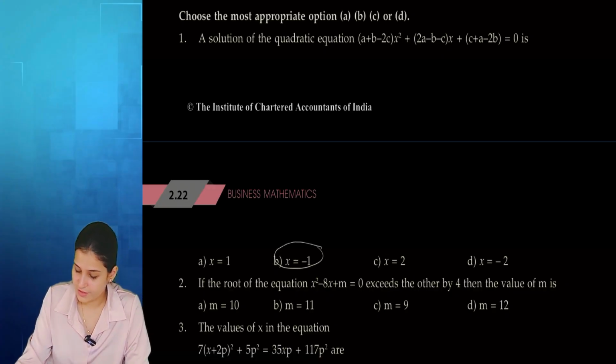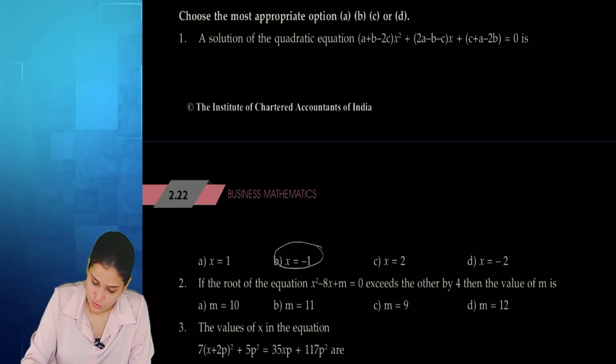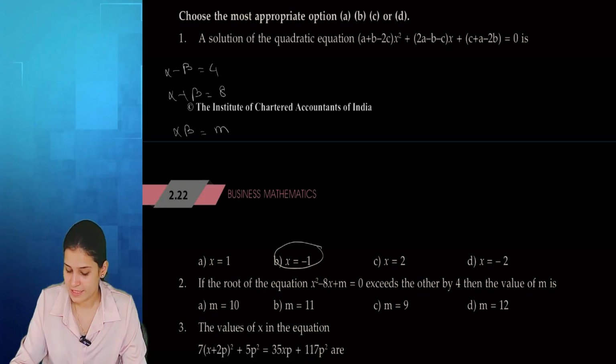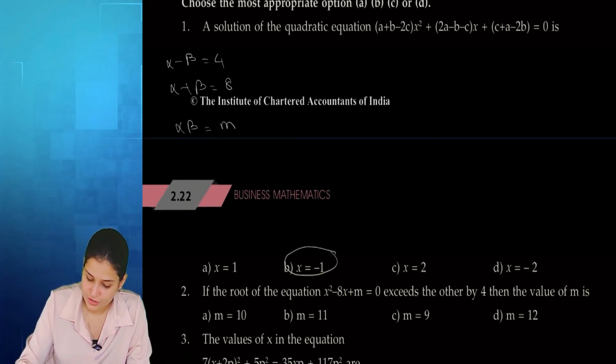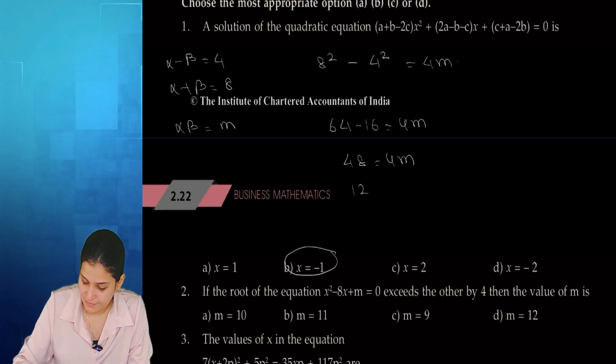If one root of the equation exceeds the other by 4, that means one root is greater than the other by 4. So the difference of the roots is 4. So alpha minus beta is given to be 4, and we know that alpha plus beta will be 8. Alpha into beta will be c by a, that is m. So from here we have an equation: alpha plus beta whole square minus alpha minus beta whole square equals 4 alpha beta. 64 minus 16 equals 4m. 48 equals 4m. So 12 equals m.